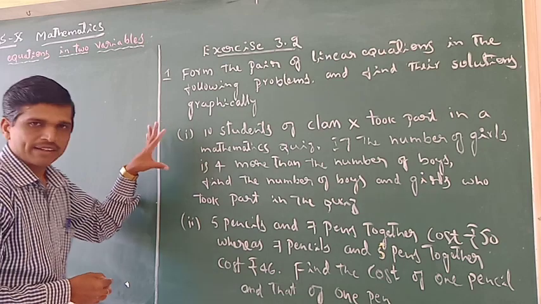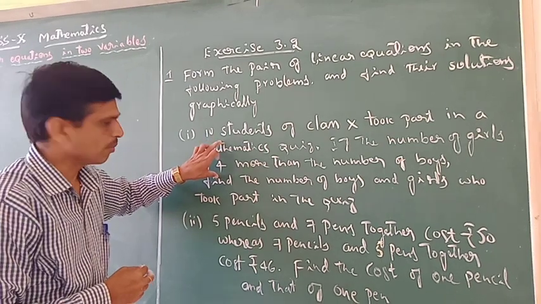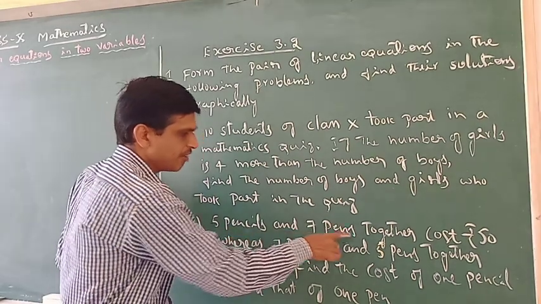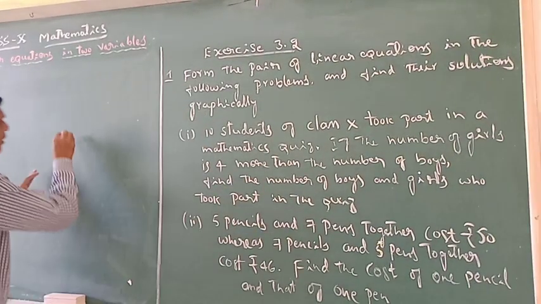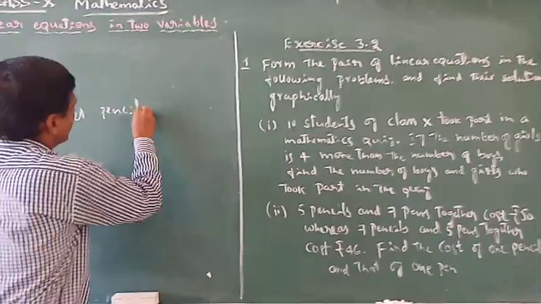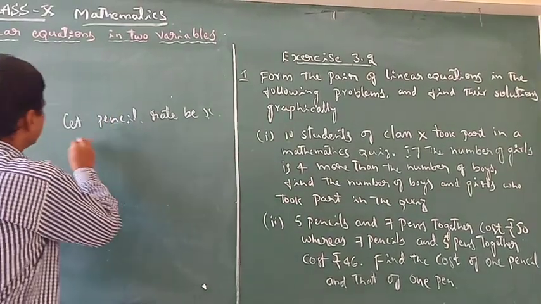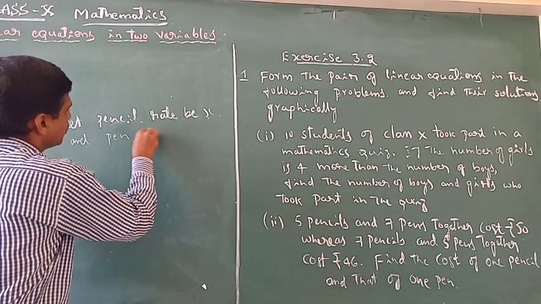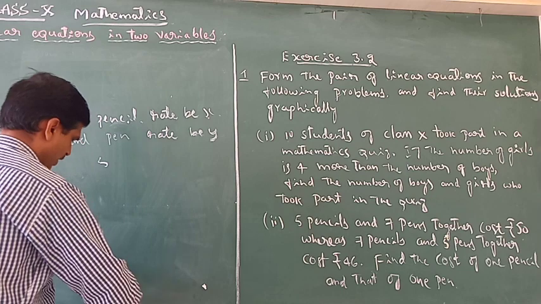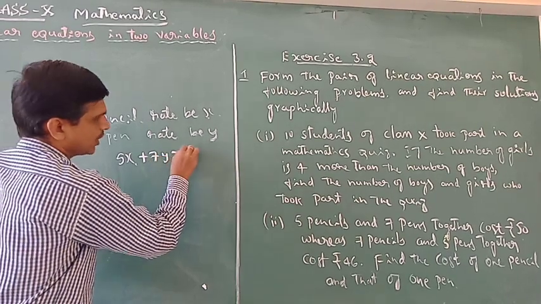Dear children, in the same way, I just represented the graph of this first problem. The same way we can represent the second one. The question is: 5 pencils and 7 pens together cost is given. Consider the pencil rate be x and the pen rate be y. So the equation becomes 5x plus 7y altogether is equal to how much rupees?